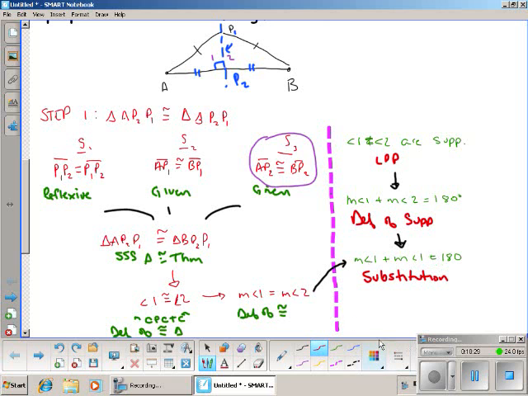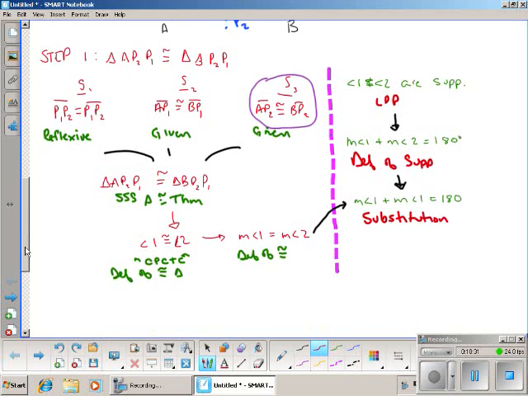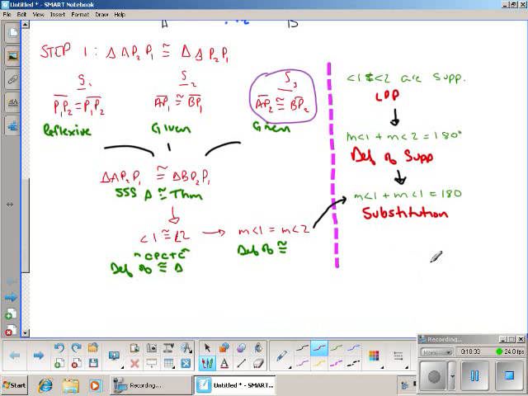And in this case, the measurement of angle 1 has to be equal to 90 degrees. How did I get that? Well, let's take a little sidebar. I'm not going to actually write this down, so I'm not writing the main proof, but I'll kind of show you algebraically how that worked out for us.